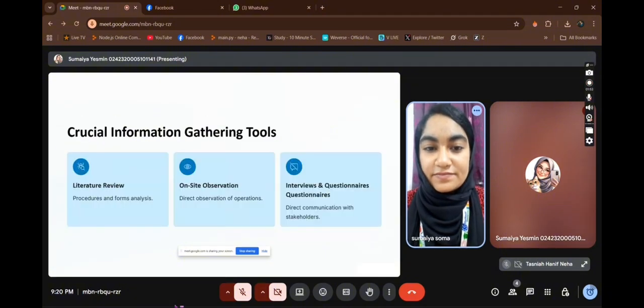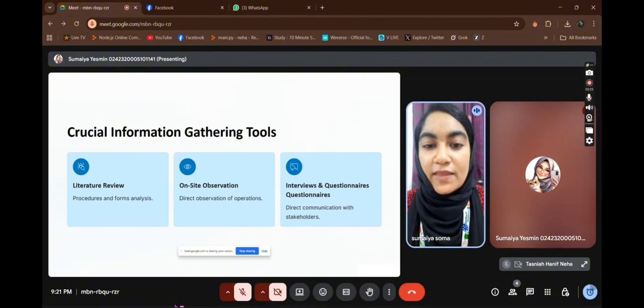Next slide, please. Now, let's look at some of the crucial tools we use for information gathering. First one is literature review. This involves analyzing existing procedures or policies and forms to understand how these are currently structured. It gives us a strong foundation before moving forward.